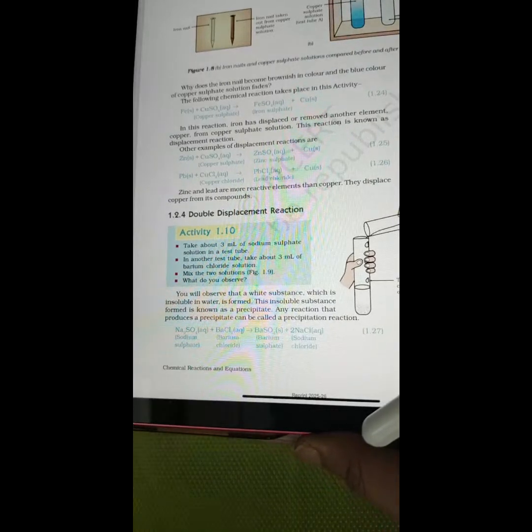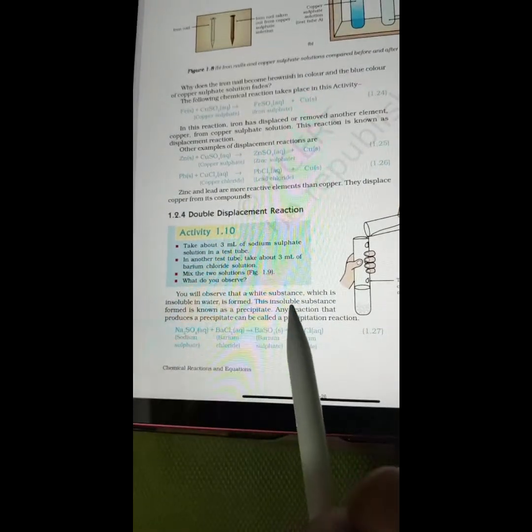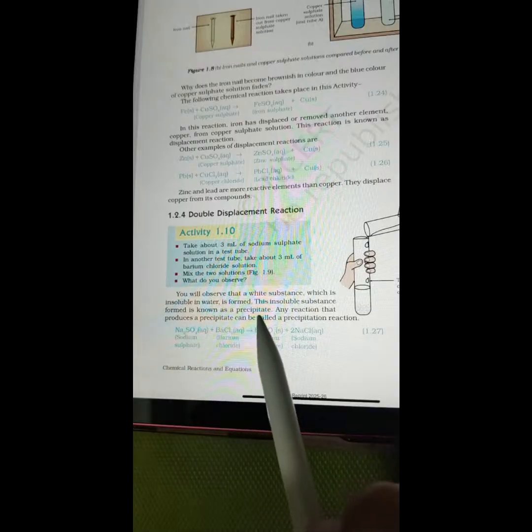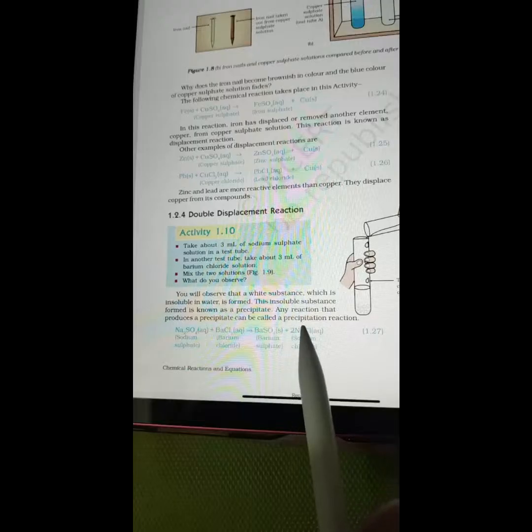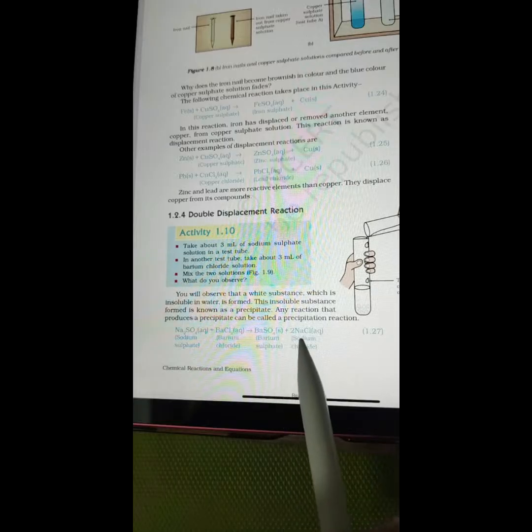You will observe that a white substance which is insoluble in water is formed. This insoluble substance formed is known as a precipitate. Any reaction that produces a precipitate can be called a precipitation reaction. For example, Na2SO4 plus BaCl2, meaning sodium sulfate when combined with barium chloride, both in aqueous form, will be yielding barium sulfate, BaSO4, in solid form and 2NaCl in the aqueous form, which is sodium chloride. Next page please.